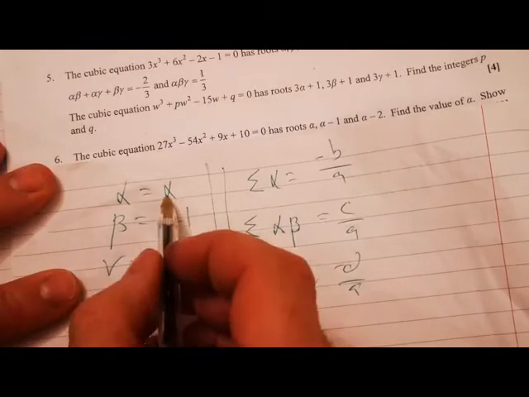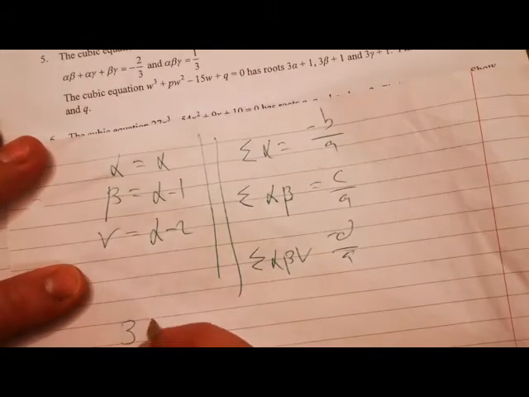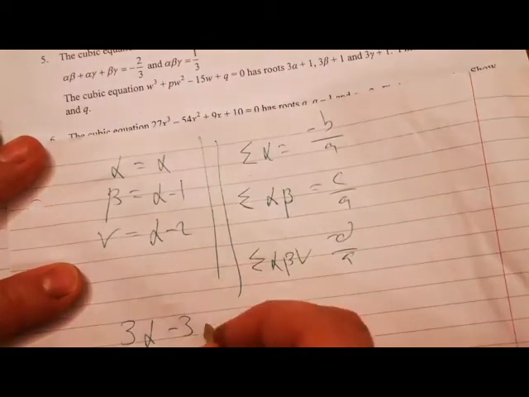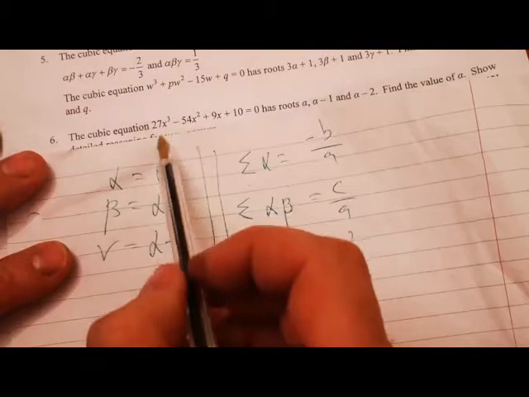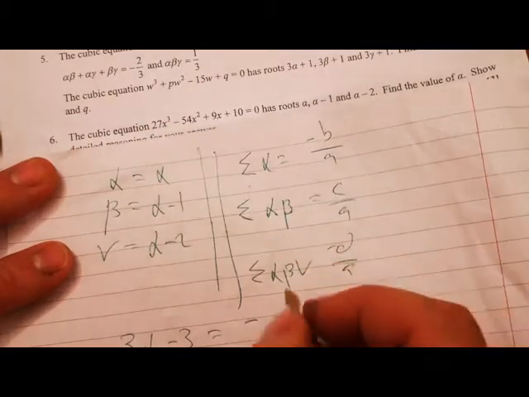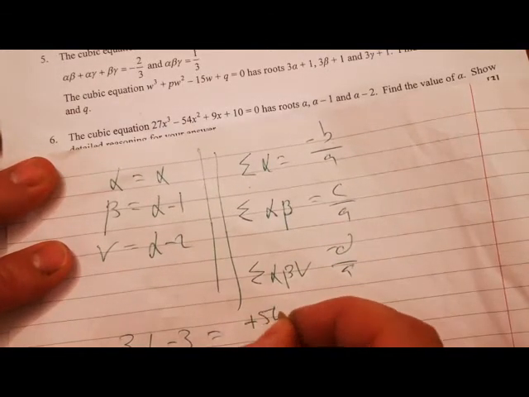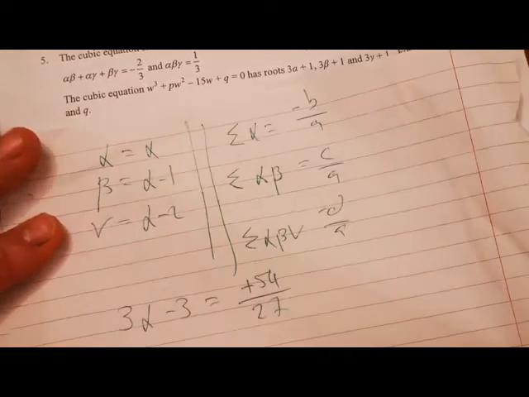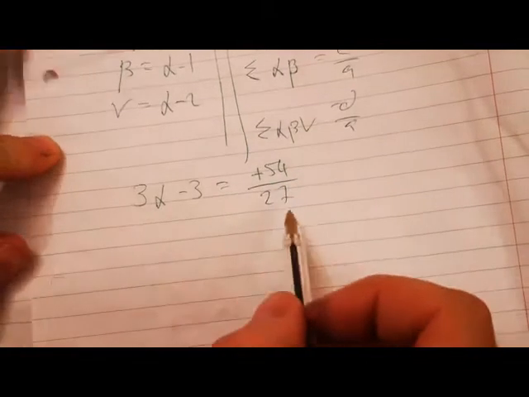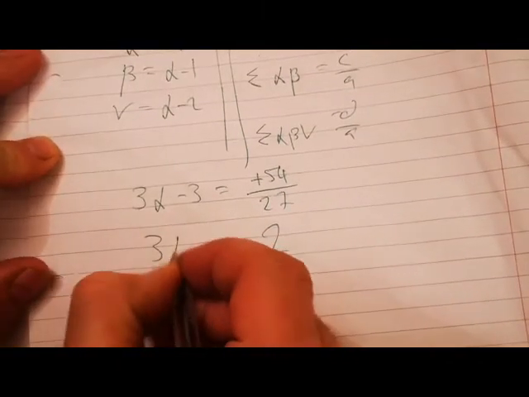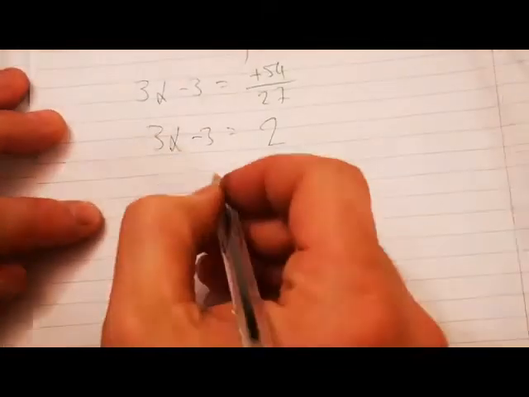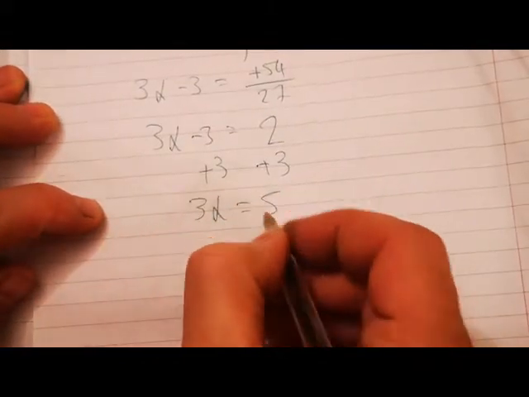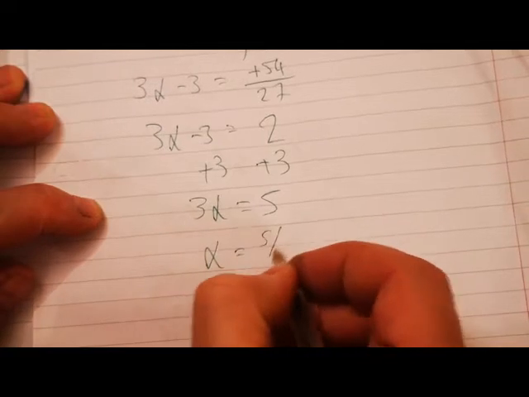So I'm going to have to add them together. Alpha plus alpha plus alpha is 3 lots of alpha, minus 1 minus 2 is minus 3, so that's this, and I know it's going to be minus b over a. b is minus 54, so minus minus 54, which will make it a positive 54, over a, which is 27. This gets even easier because 54 over 27 is actually 2. So we've got 3 lots of alpha minus 3 equals 2. Now let's solve it. Plus 3, plus 3. And 3 lots of alpha must equal 5. So alpha's got to equal 5/3.